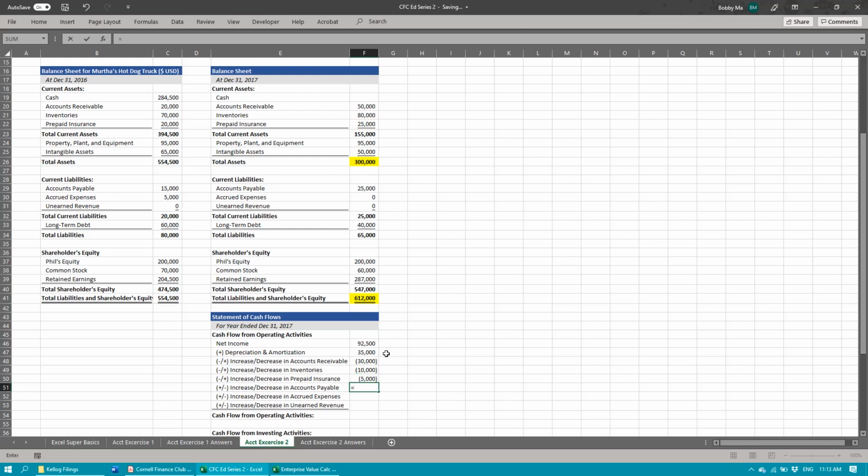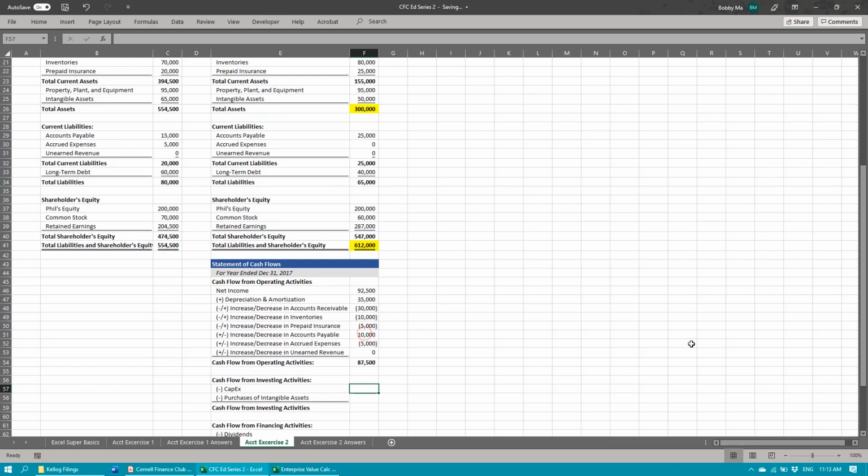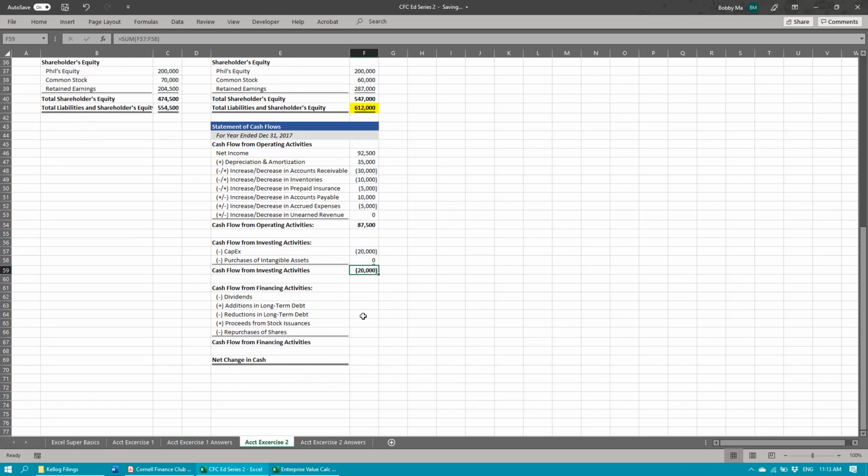And then with accounts payable and other operating liabilities, it's the opposite way. So you start with this year, then you subtract out the previous year. And once again, drag this down, and you have this, and that flows there. And then you sum everything up to get a cash flow from operating activities of $87,500. CapEx, we spent $20,000 buying a stove, so that's $20,000 in CapEx. And then we had 0 changes to purchases of tangible assets. So we sum those together for investing activities of $20,000.